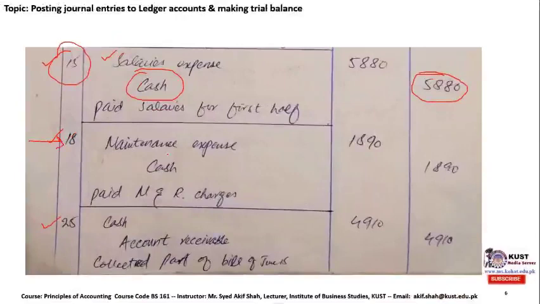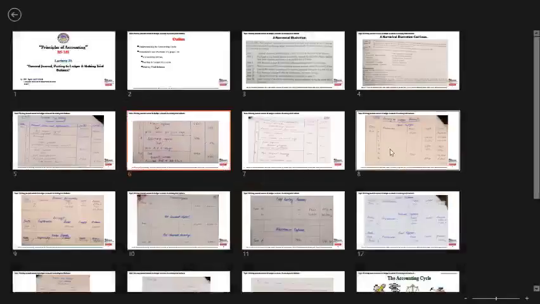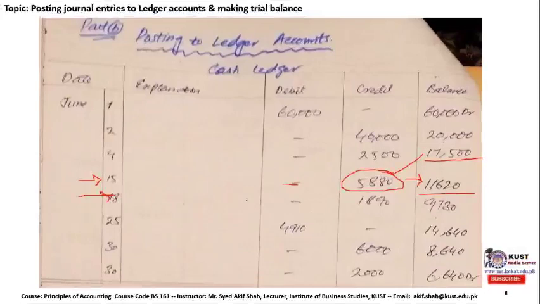On June 18, we got again a cash payment against the maintenance expense, which is 1,890, and since this is in the credit column, we have to pick up this amount once again and insert it into the ledger account in the next entry of June 18. We have once again credited $1,890, which we have to subtract from the previous balance, and the resultant value should be written down in this place, which is 9,730 now.